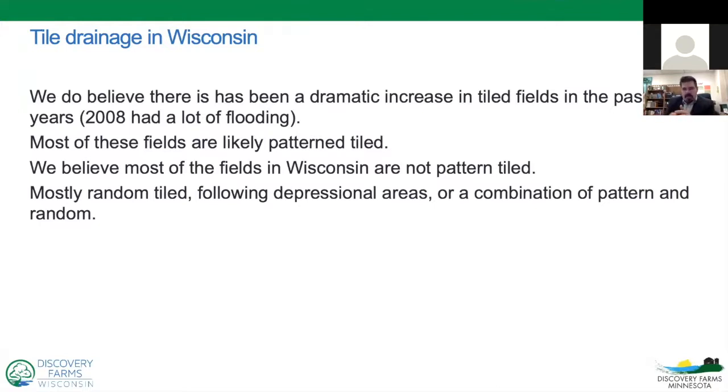We have a little of that in Wisconsin, and my guess is the new tiles being put in are going to be like that, but there's still a fair amount of topography, and so it might just be a tile going in that direction, a tile going in that direction, just based on the landscape. So there's some things to think about when you're looking at your field and how old the system is. Maybe if it's older, don't expect to find a nice pattern grid type setup.